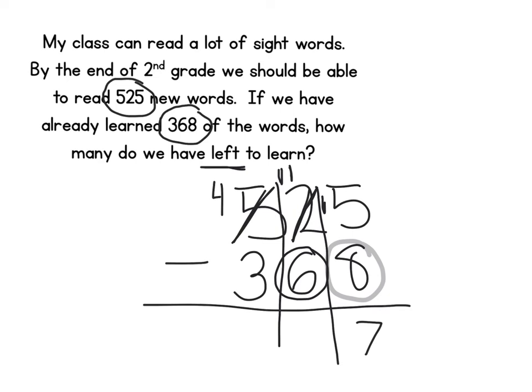11 minus 6. What is 11 minus 6? Well, let's bump up again. We start with 6, 7, 8, 9, 10, 11. I get 5. When I subtract 11 minus 6, I get 5.